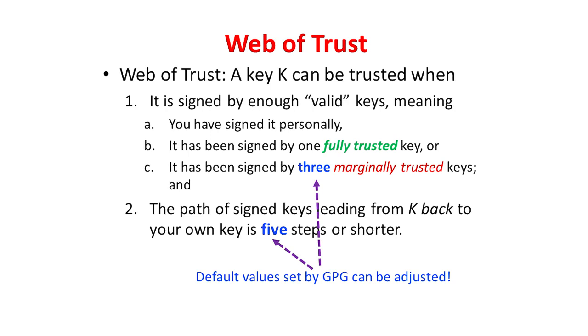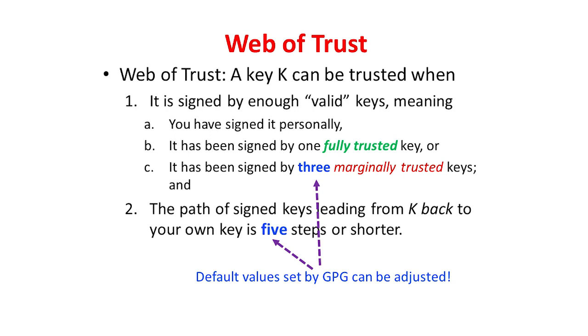A, you signed it yourself personally, therefore it's trusted. B, it has been signed by someone you fully trust. Or C, it has been signed by 3 marginally trusted keys along the path to the particular key.